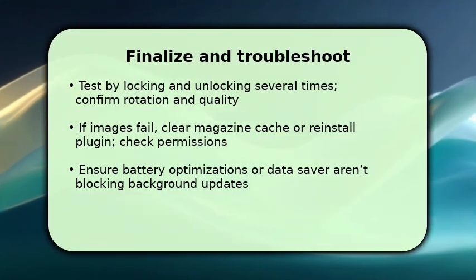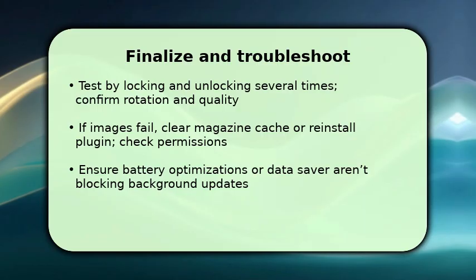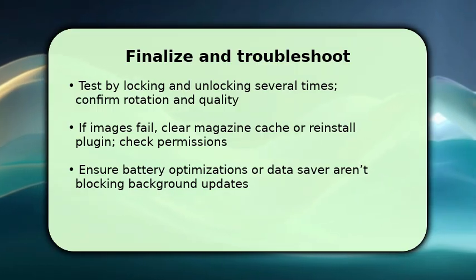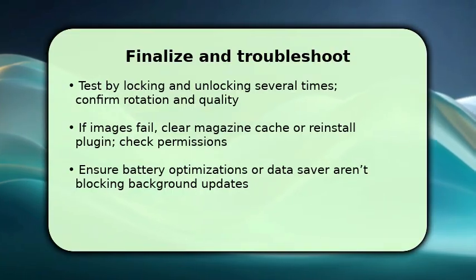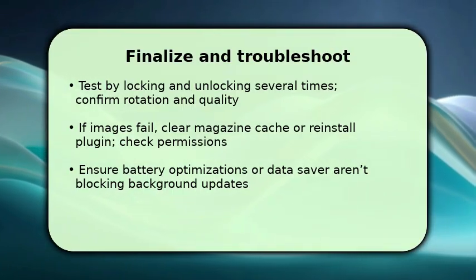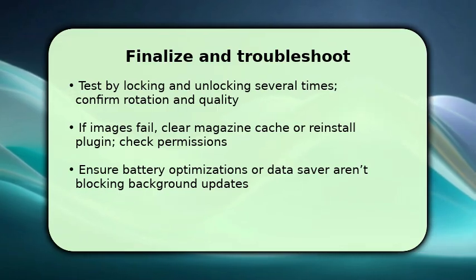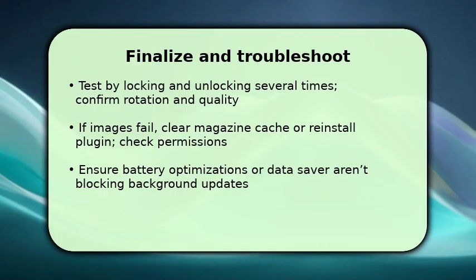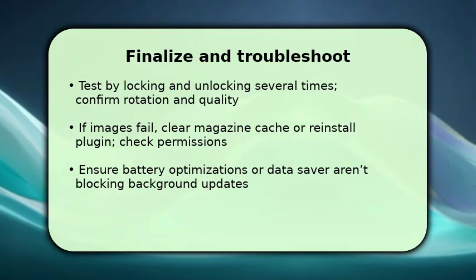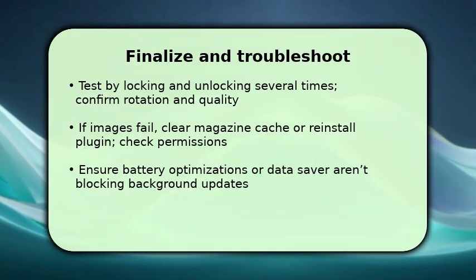If images don't update or plugin errors appear, clear the magazine cache and apps, then restart or reinstall the plugin. Make sure storage and network permissions remain granted. Also check that battery optimization or data saver isn't restricting background downloads. If it is, whitelist the magazine service. If problems persist, toggle the feature off and on.